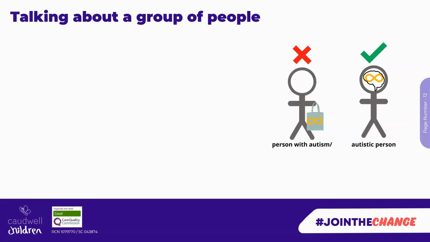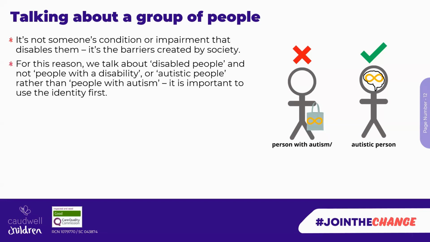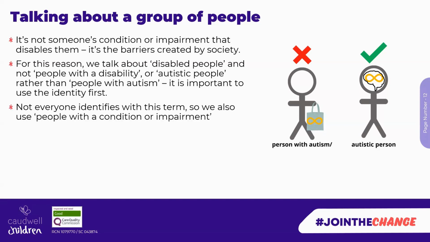So when we're talking about a group of people then, as we've seen before, it's not someone's condition or impairment that disables them, it's the barriers that are created by society. And for this reason, we talk about disabled people and not people with a disability, or autistic people rather than people with autism. It's important to use that identity first. On the picture on the side of the screen, if you say someone with a disability or someone with autism, sometimes that can make the person feel like it's something that they can pick up and put down. It's not part of them.